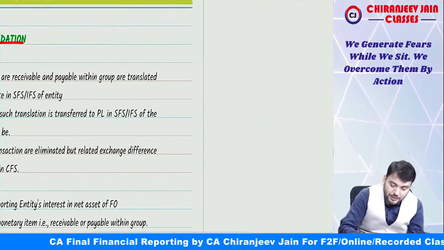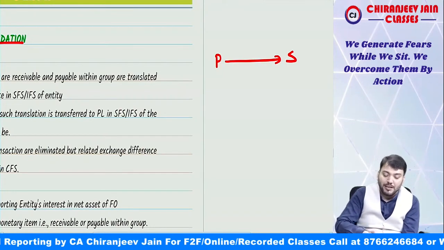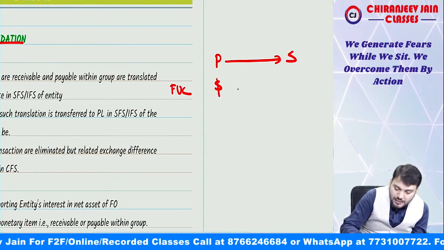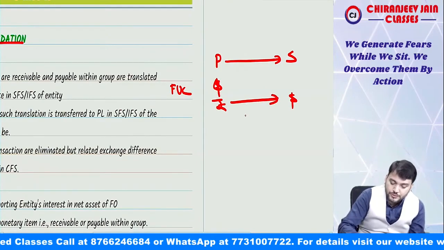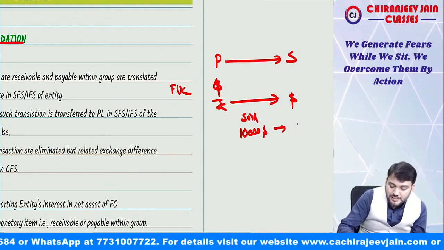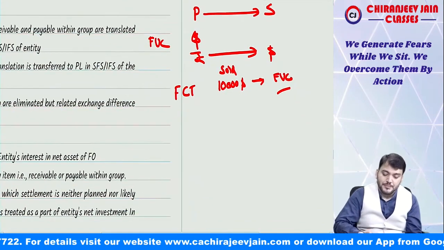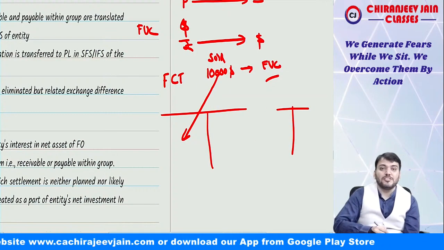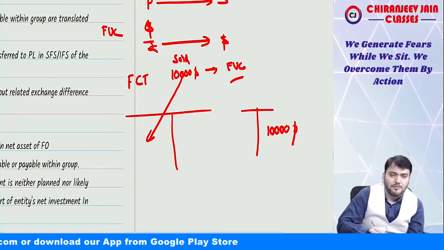For example, just try to understand. Parent company, subsidiary company. Now, the parent company has done a transaction in foreign currency. Suppose the functional currency of the parent is rupees and of the subsidiary is dollar. And they have sold goods in $10,000. So this is a functional currency transaction for the subsidiary, but it becomes a foreign currency transaction for the parent. In the balance sheet this will come in $10,000 only. Are we able to understand?